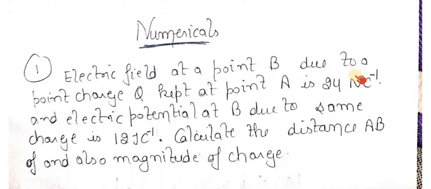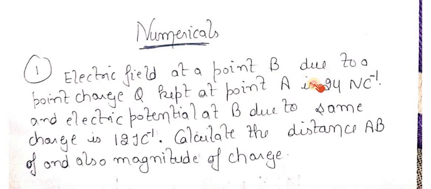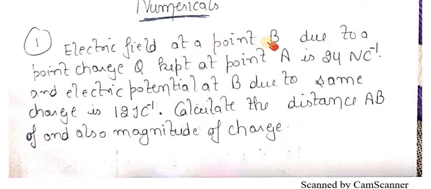Now see, electric field at a point B due to a point charge Q kept at a point A is 24 Newton per coulomb. That means you are given the electric field, the electric potential is also given, 12 joule per coulomb. What you have to find is the distance and the magnitude of that charge. Electric field at point B due to point charge Q, a point charge is given, kept at point A.